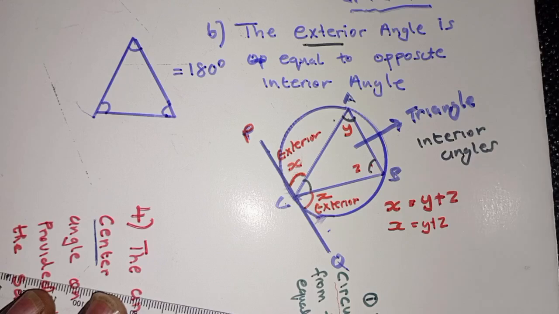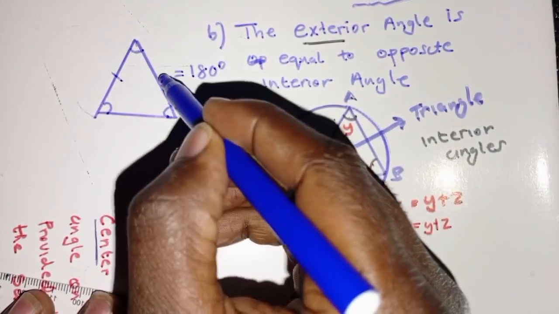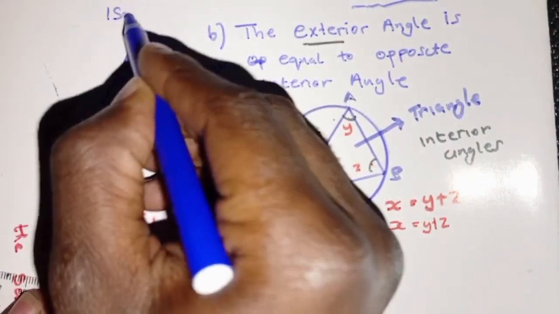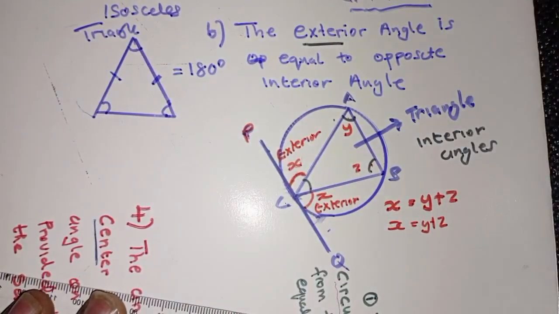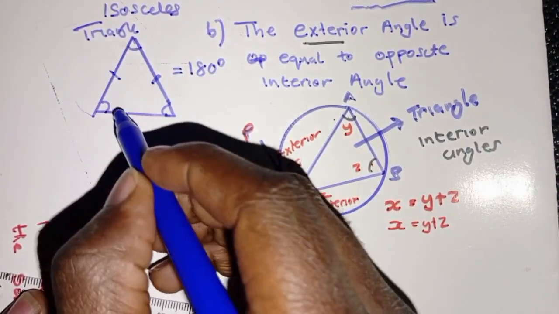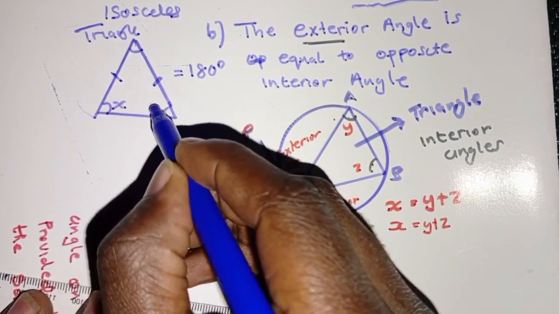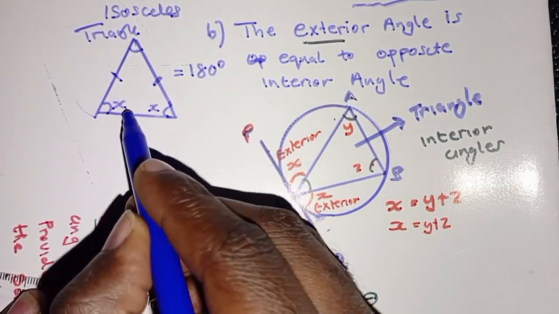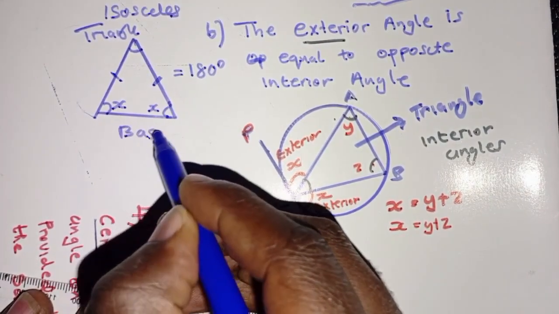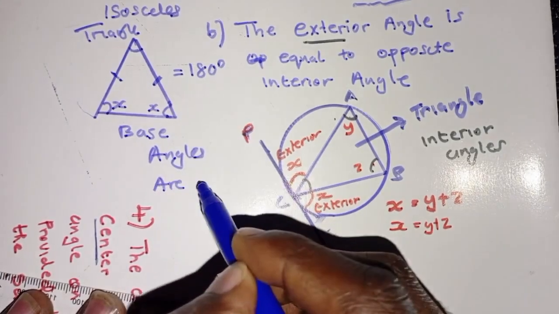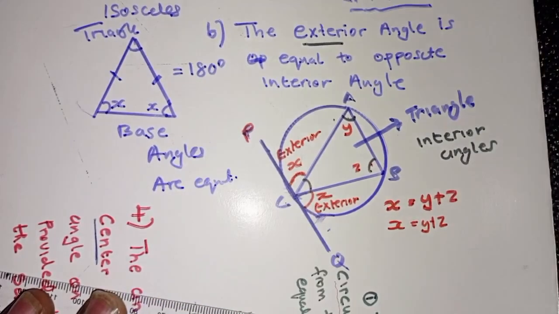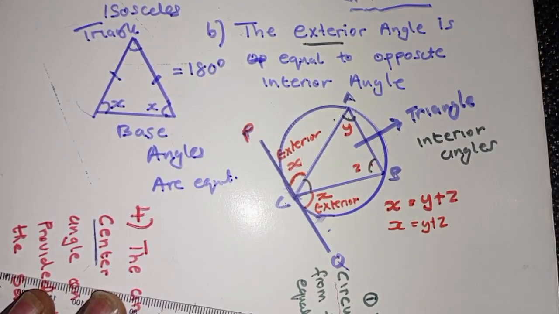Also, the other thing is that if a triangle has got these lines here, we call it an isosceles triangle. And according to this property, if it has these two lines, it means that this angle here and this angle here are equal. These two angles. So we say base angles are equal. The base angles are what? Are equal.